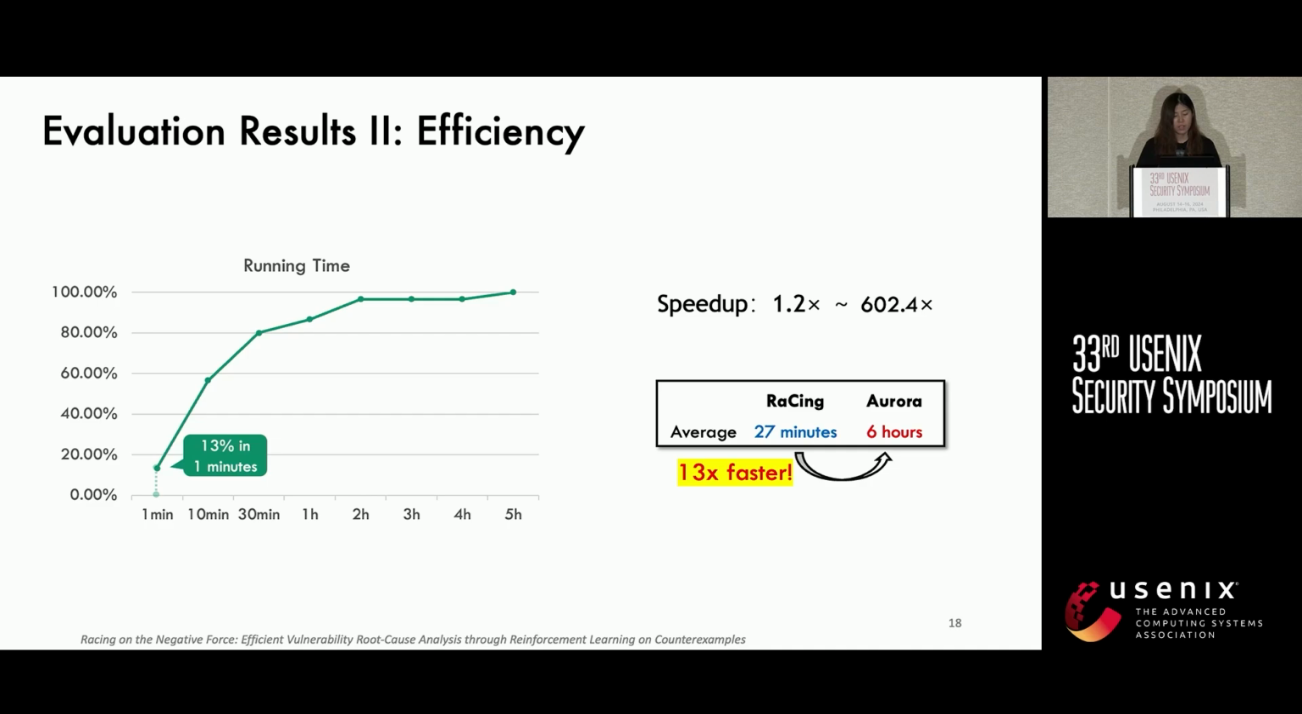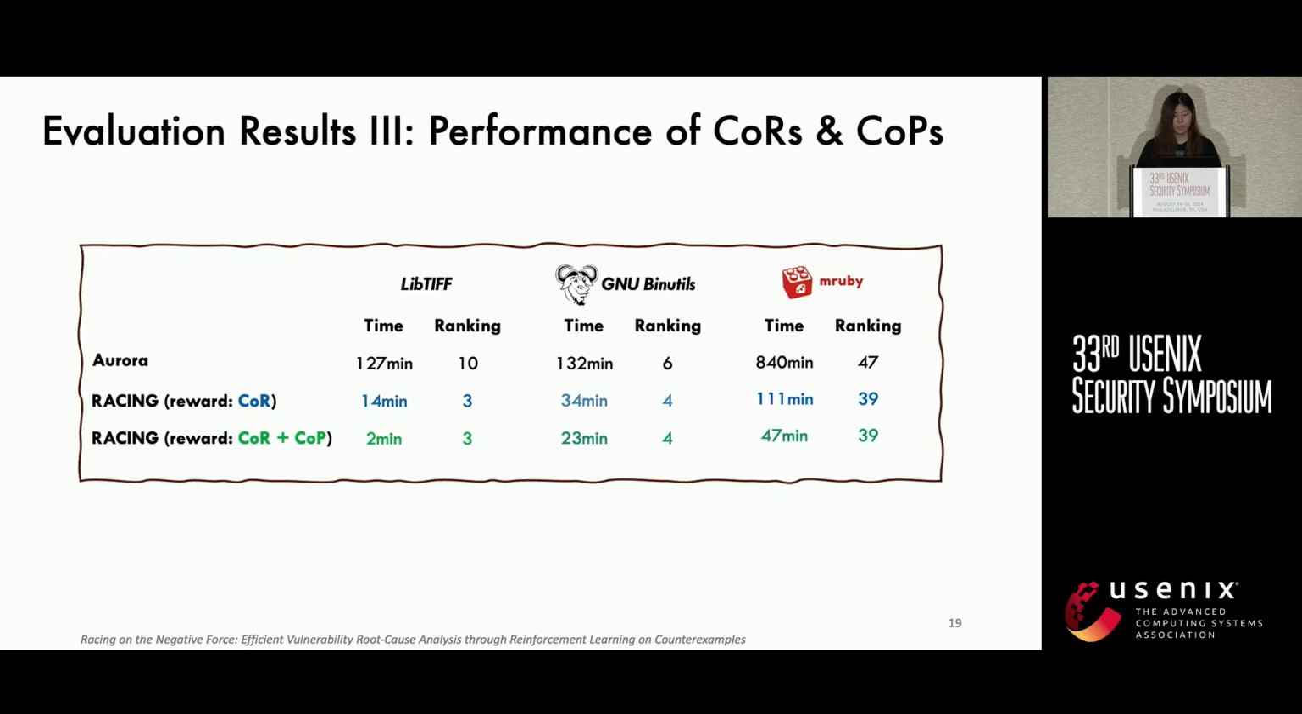On average, RACING takes about 27 minutes to identify root cause, while Aurora requires around 6 hours, resulting in a 30-fold reduction in time. This substantial improvement should be owed to our RL strategy to identify COR and COPs. To evaluate the impact of each of them, we conducted an ablation study. Our results show that both COR and COP made significant contributions to the time saving.